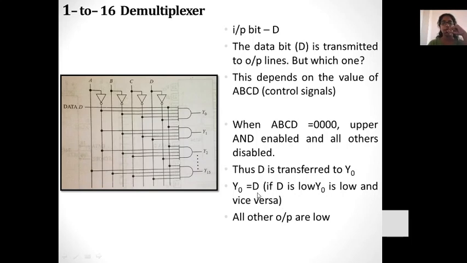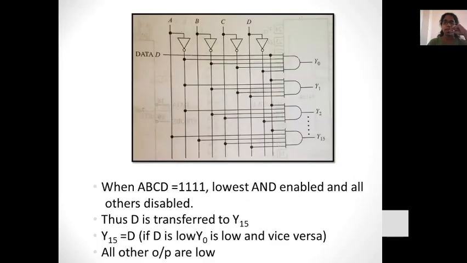That is the input. Now the input is switched to Y0. If D is low, Y0 is low. If D is high, Y0 is high. Since Y0 is equal to D. And all the other outputs are low. Got the point? So again, we can explain it once more. The same circuit I am explaining once more. You can draw the circuit. You can see the circuit.